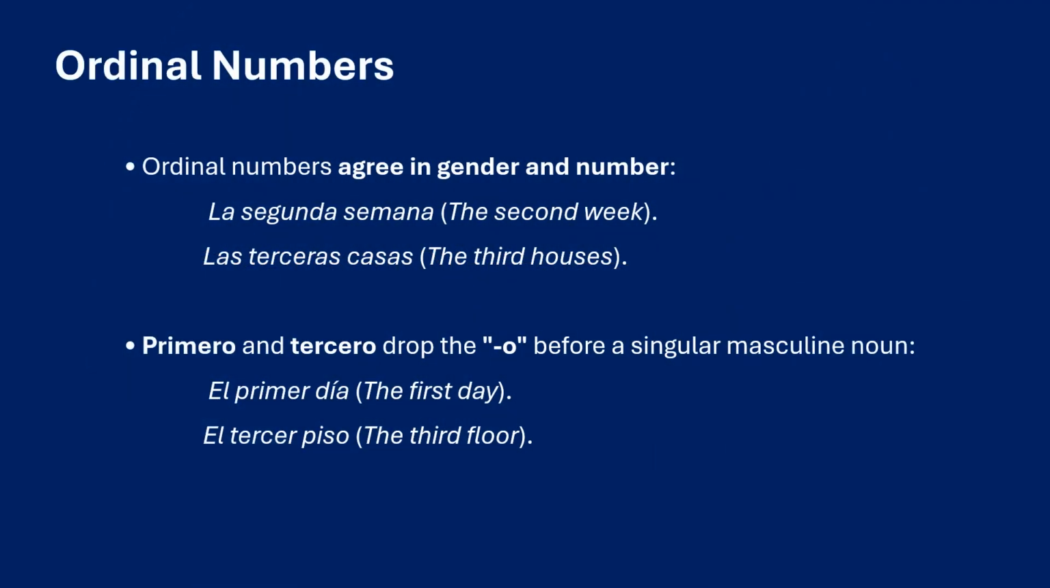Ordinal numbers are similar in both languages, ours and Spanish. Ordinal numbers are first, second, third, fourth, fifth, etc. They put things into a certain order, hence the word ordinal. In Spanish, ordinal numbers must agree in gender and in number. La segunda semana, the second week. Las terceras casas, the third houses.